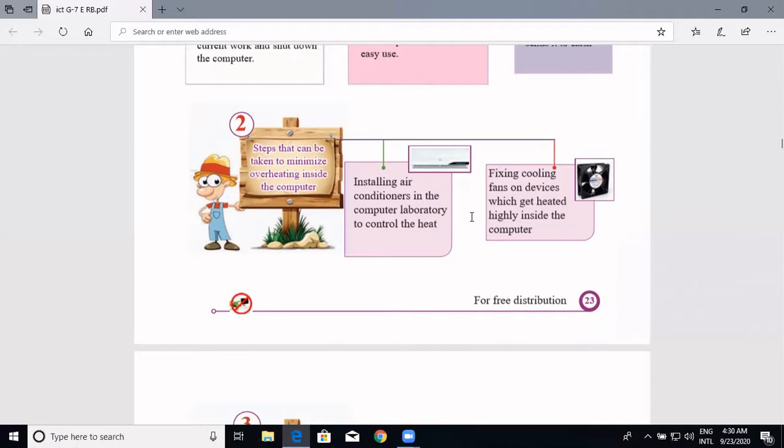So mainly because of this overheat, right? And second thing is you can fix cooling fans on the devices, right? So that heat inside these machines can be reduced, right?